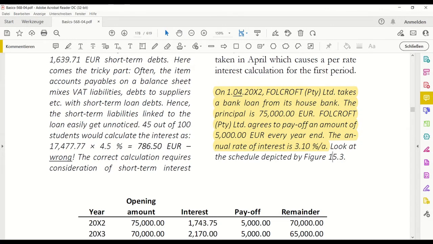The principal of the bank loan is 75,000 euros, and Folcroft Proprietary Limited has agreed that they pay off an amount of 5,000 euros every year. The annual rate of interest is 3.1% per annum. We have to calculate the interest by multiplying 75,000 with the interest rate, and we have to multiply by 75%. In the next year, 2003, the company will owe the bank 70,000, as 5,000 has been paid off already. So we calculate the interest, 70,000 multiplied by 3.1%. I like to add, this is not an annuity. It is a bank loan with a constant payoff amount.